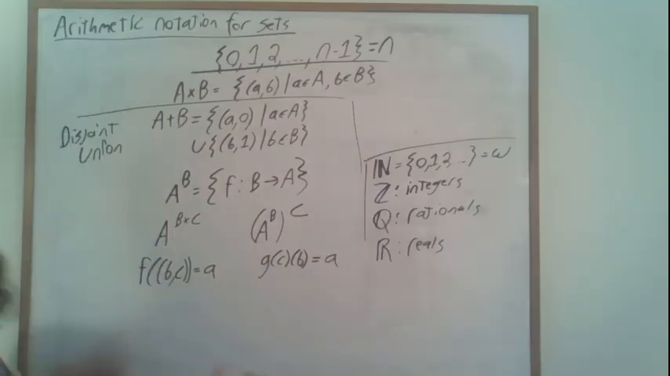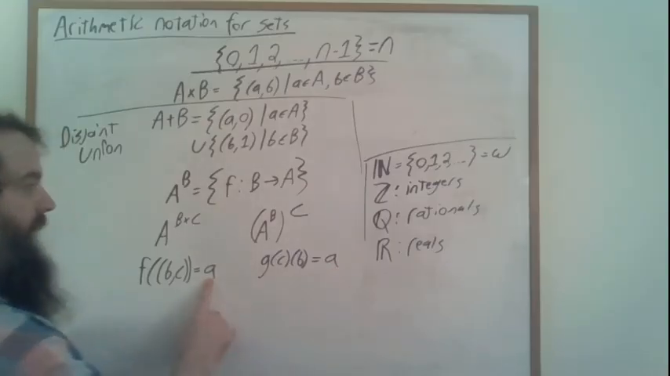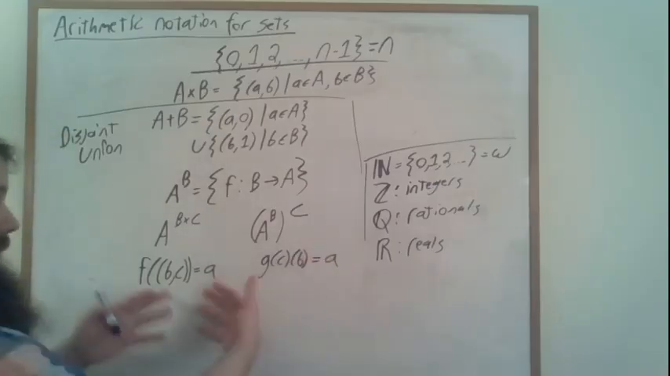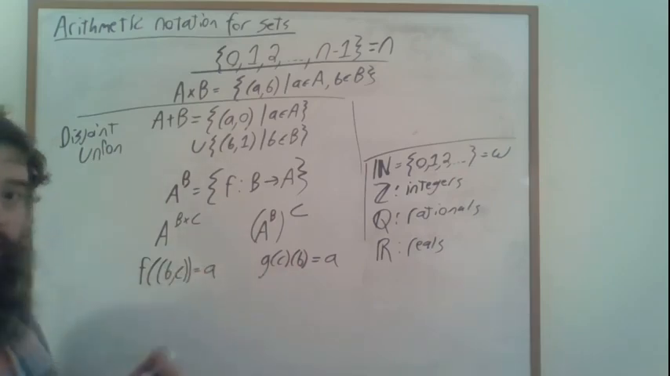And so what we have here are two different ways of feeding two inputs into a function, one from b and one from c, and getting as output some element from a. And so there's a natural correspondence between these two. You just kind of shuffle how the inputs are inputted.